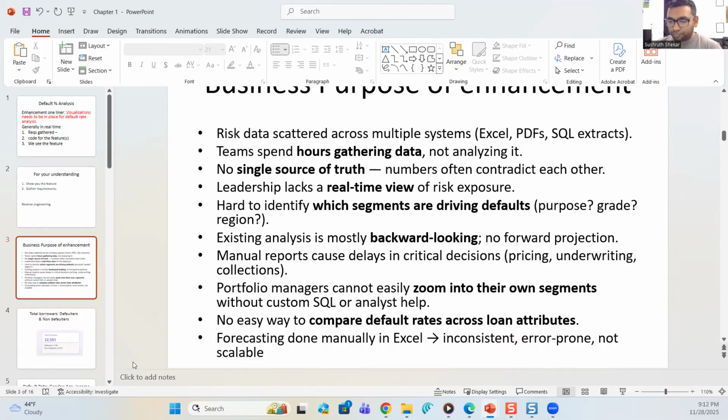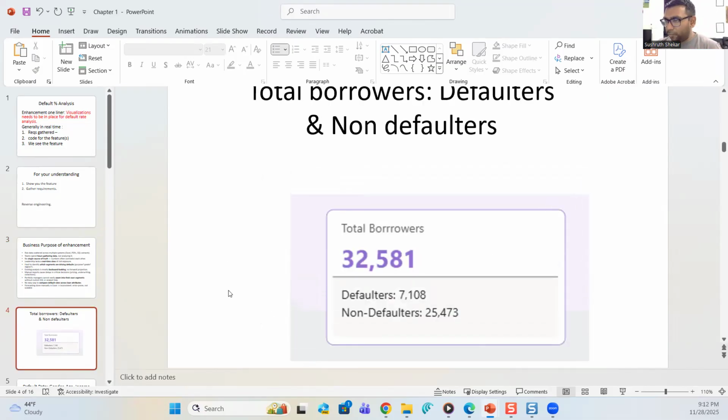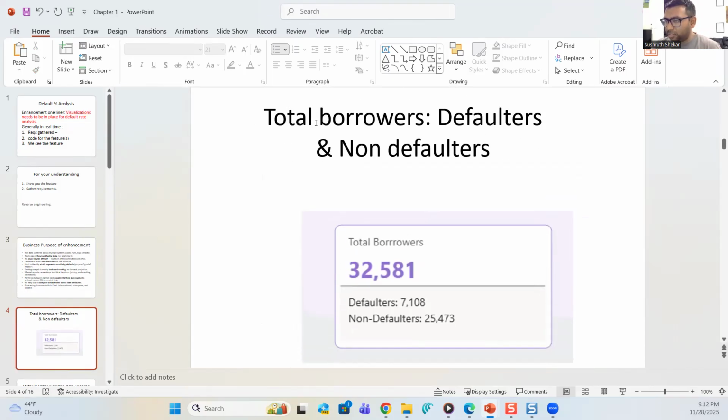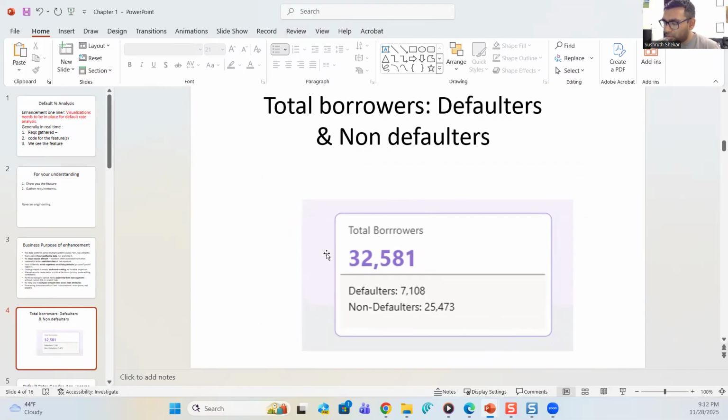So now, I'm going to go over this again. One feature is the total borrowers, defaulters and non-defaulters. That is the total number of people who borrowed money from that financial agency. These are the non-defaulters, 25,473. These are the defaulters, 7,108. So this is the final output. Once the requirements are gathered and the coding is done, this is what we see.